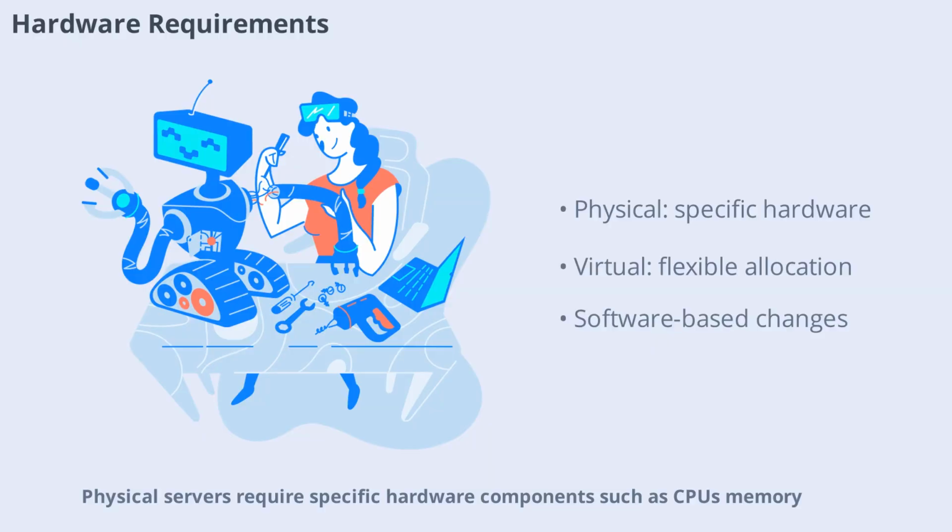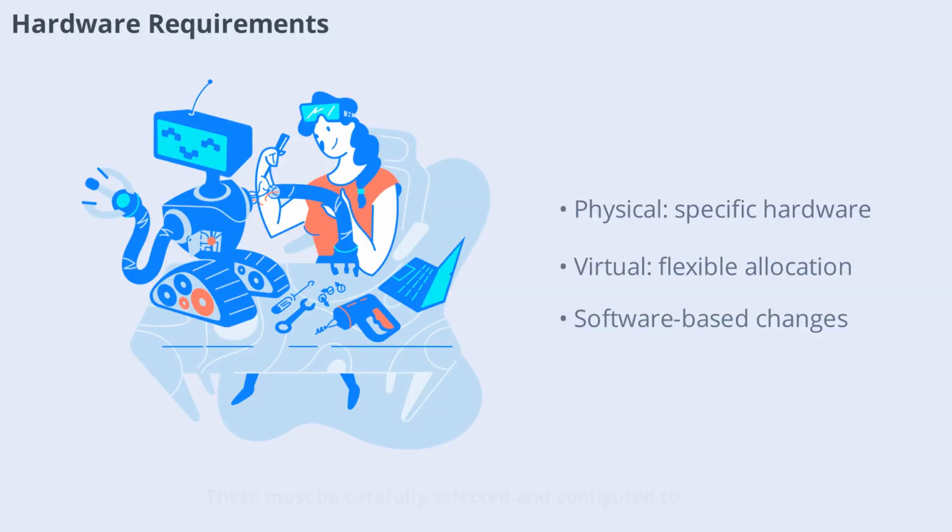Physical servers require specific hardware components, such as CPUs, memory, storage, and network interfaces. These must be carefully selected and configured to meet the needs of the applications they'll run. Virtual servers, while still dependent on underlying hardware, are more flexible, as resources can be allocated and adjusted through software.